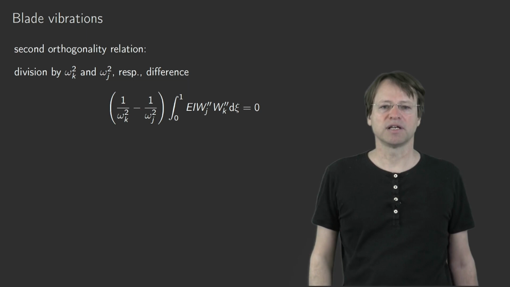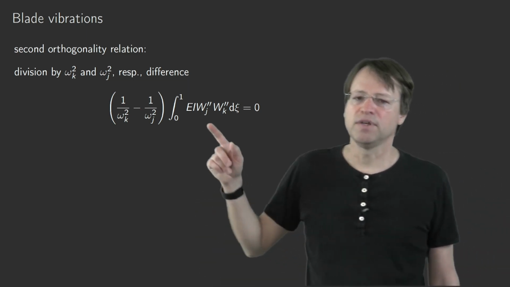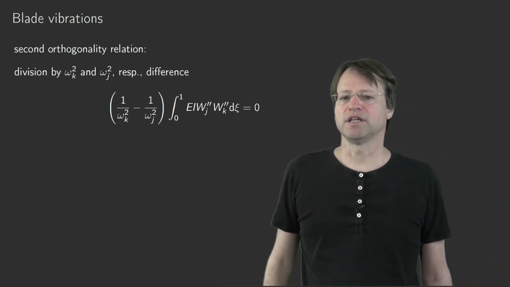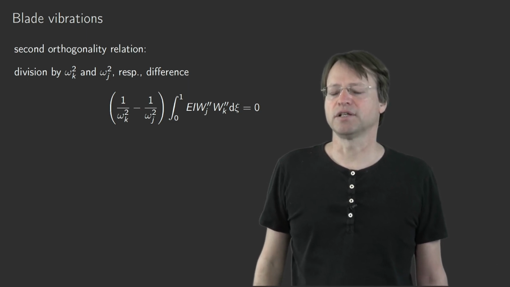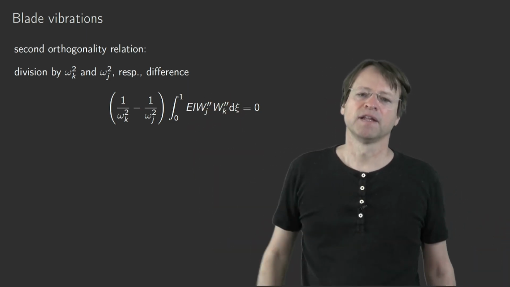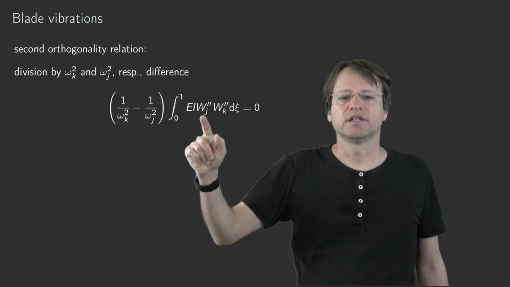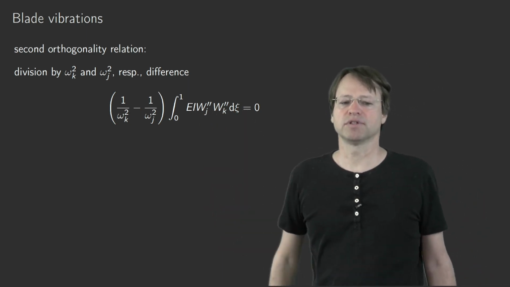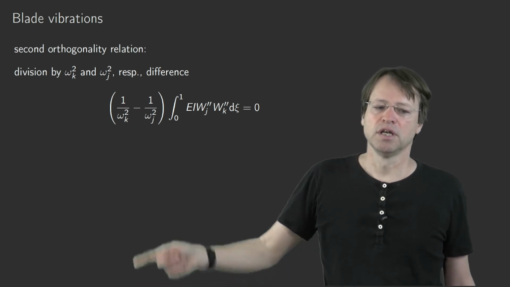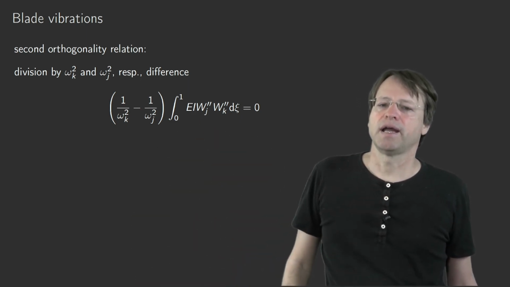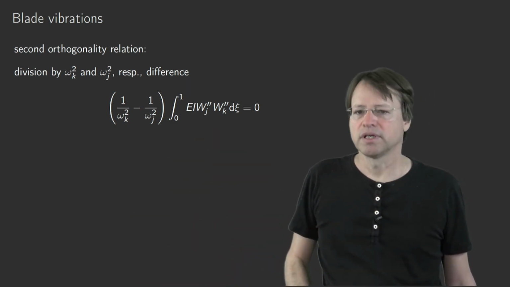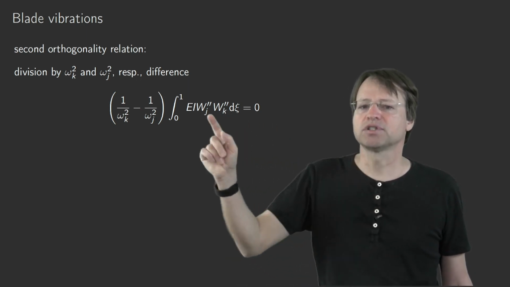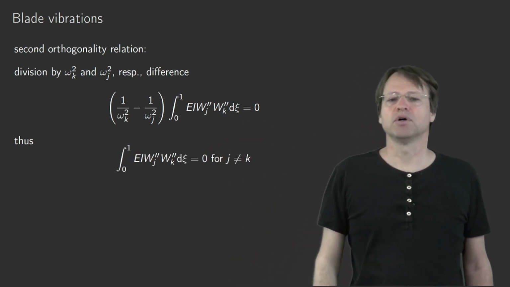This is done on the next slide. So we divide our equation by omega k squared and omega j squared, and then we subtract them again, and we get an orthogonality relationship for the second order derivative times bending stiffness. So if bending stiffness is constant, you would obtain a second orthogonality relationship, namely for the second order derivatives of the mode shapes.